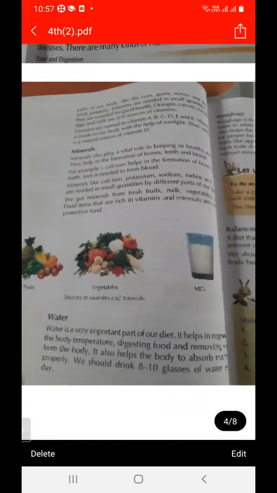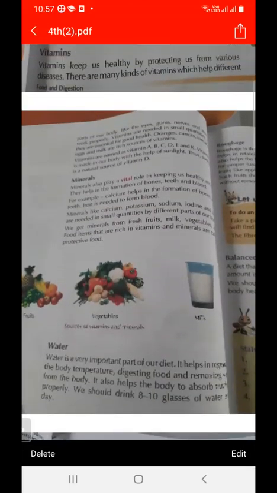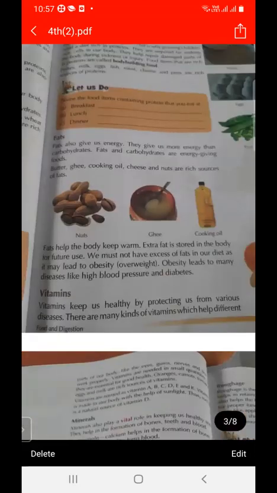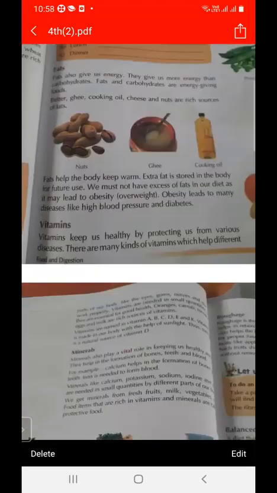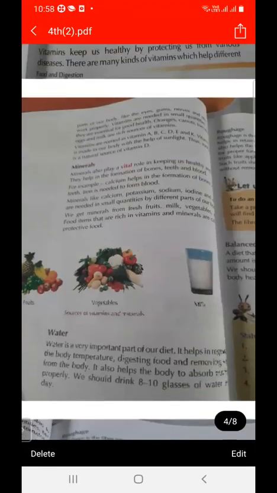And next is water. So in this lecture, what we have studied are the carbohydrates, proteins, and fats. So we have studied the three components: carbohydrates, protein, and fat. In the next lecture, we will study the vitamins, minerals, and water.